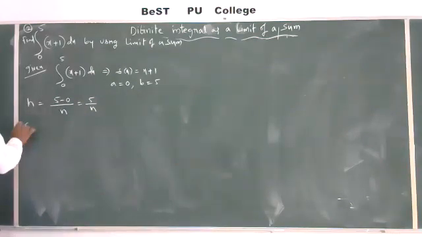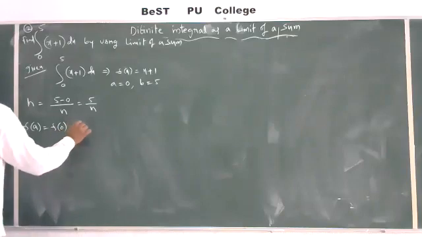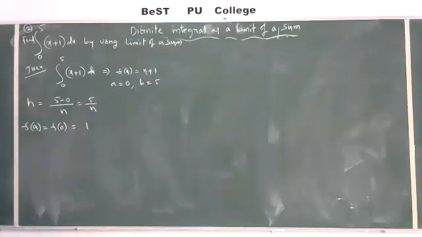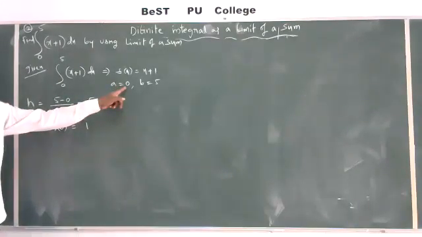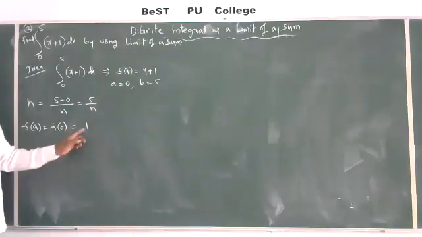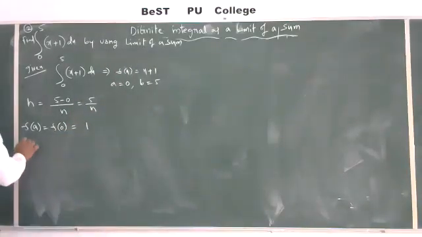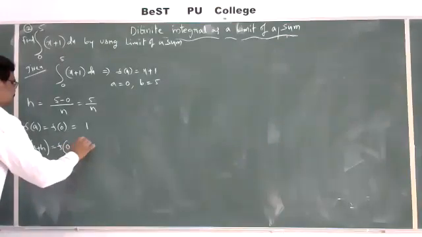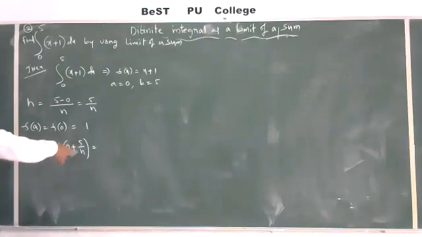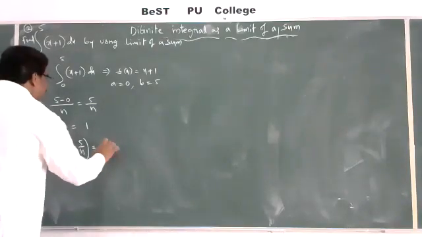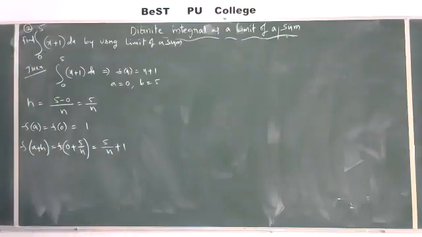First f of a. Here a is 0. f of 0, you get 0 plus 1, that is 1. Then f of a plus h, that is 0 plus h, and h is 5 by n. So we require f of 5 by n. f of 5 by n is 5 by n plus 1.